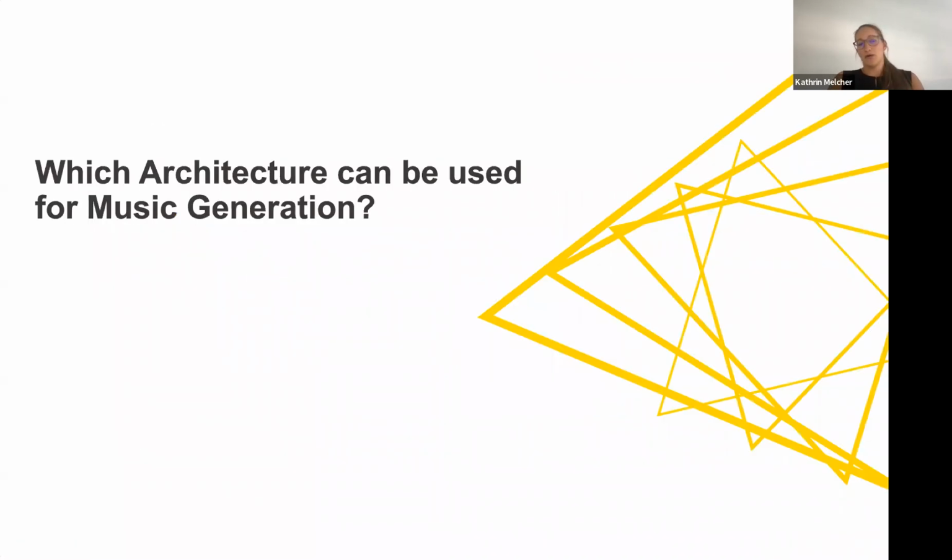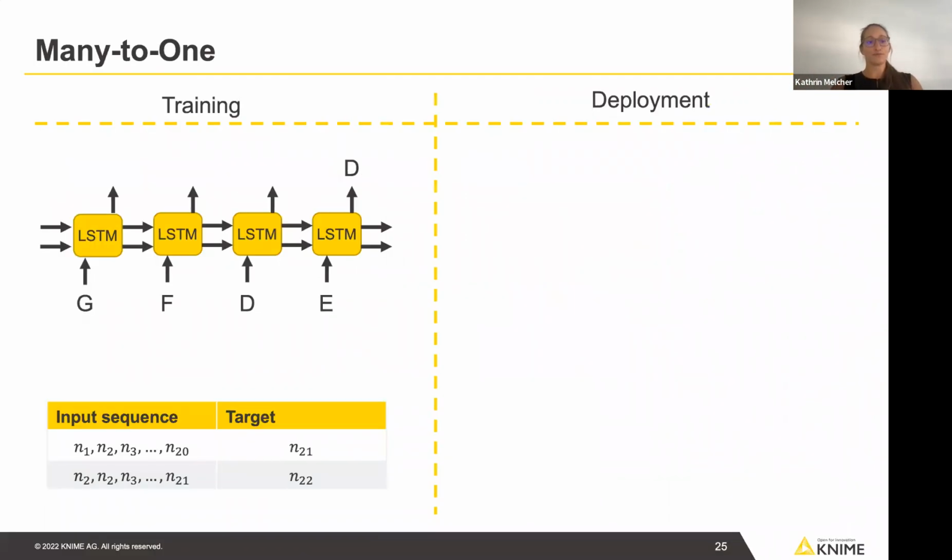And the question now is, okay, we know we have sequential data, we know we want to use a recurrent neural network, but which architecture can we actually use for music generation? And like often today in my presentation, also here we have different options. You can either go for a many-to-one option or a many-to-many, and I will show you both.